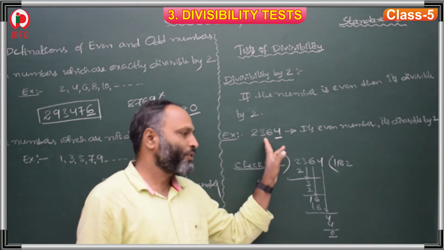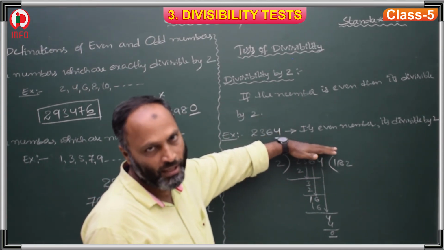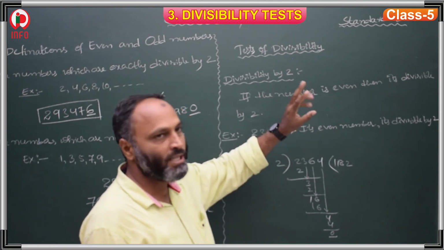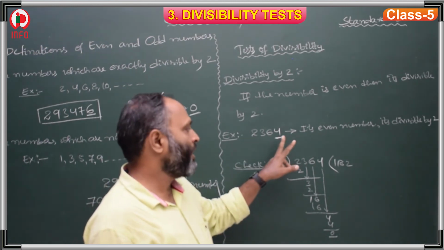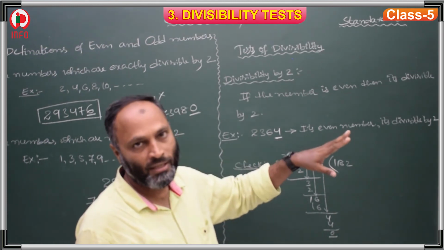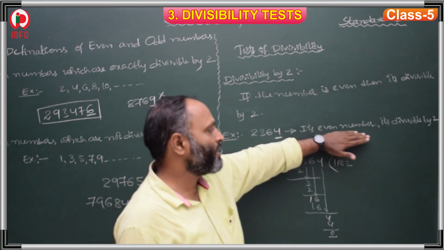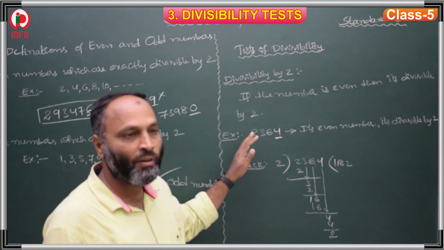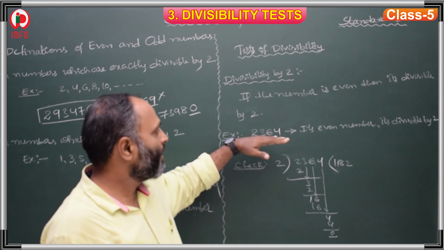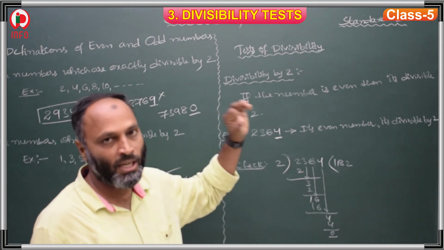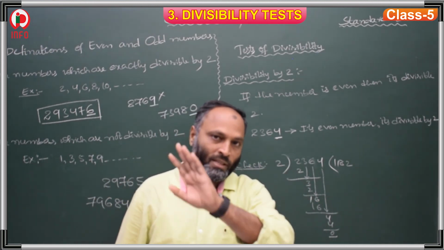In the short way, so this is for our verification only. No need to do it. If we are asked whether it is divisible by 2 or not, first you have to check what is there in the unit place. If an even number is there in the unit place, just write that. So it is an even number, so it is divisible by 2. This much is enough. This is for your clarification, whether it is correct or not. In this way we have to check if the given number is divisible by 2 or not. If the number is even, then it is divisible by 2. Otherwise it is not.